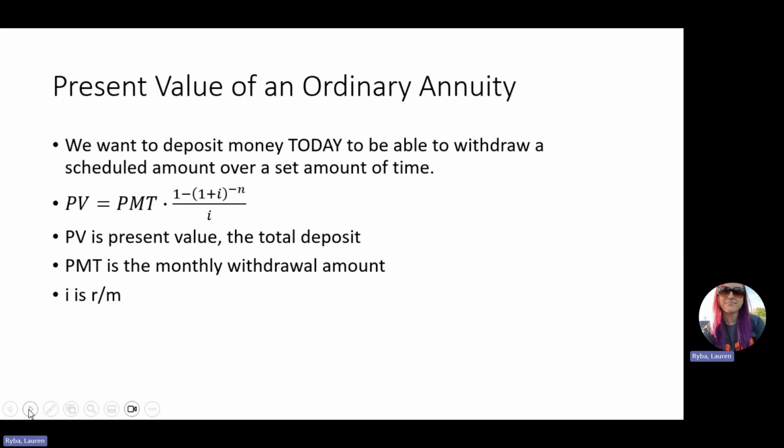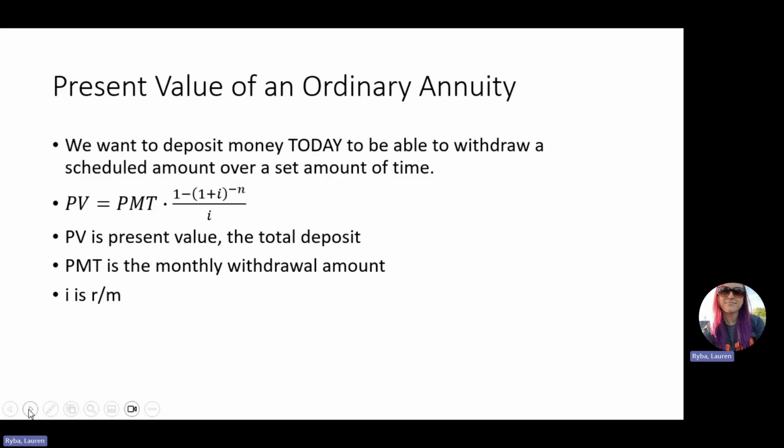So this is where we want to deposit money today or eventually reach some goal so that we can withdraw. This is kind of like retirement, withdraw a scheduled amount over a set of time. So you want to have or be able to withdraw like $1,000 a month for 15 years when you retire, something like that.